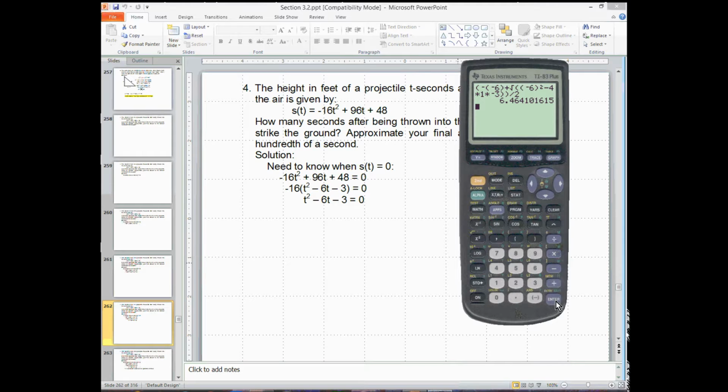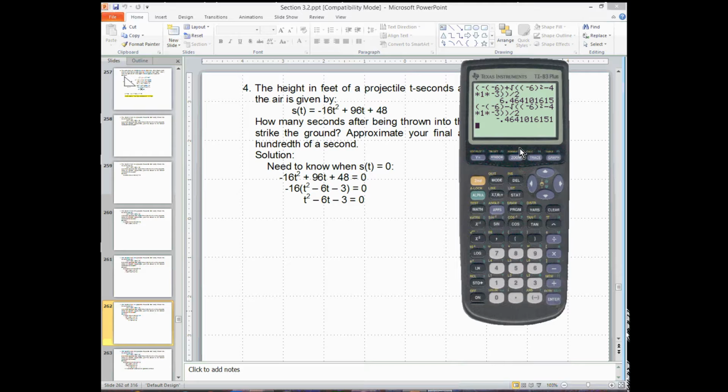I get this god-awful mess. Okay, so I want how many places? 100th? Remember, that's 2 places. So about 6.46. Okay, to do the minus 1, let me do second enter. And let me scroll up to make that a negative. So that should be minus.